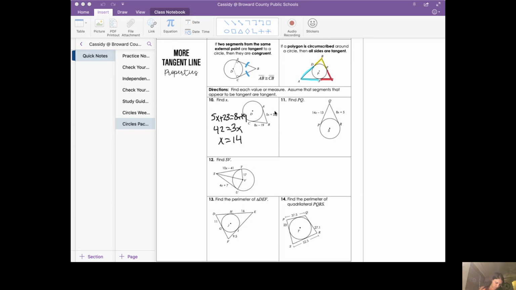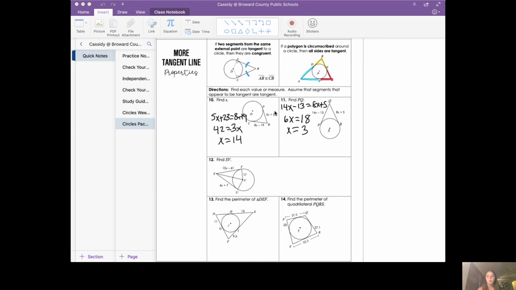We're going to set these equal. 14x minus 13 equals 8x plus 5. Oh my goodness, it's not coming out pretty. All right, 8x plus 5. We're going to subtract 8x on both sides and add 13 on both sides. 14 minus 8 is going to give me 6x. Add 13 to 5, we're going to get 18. x is going to equal 3.